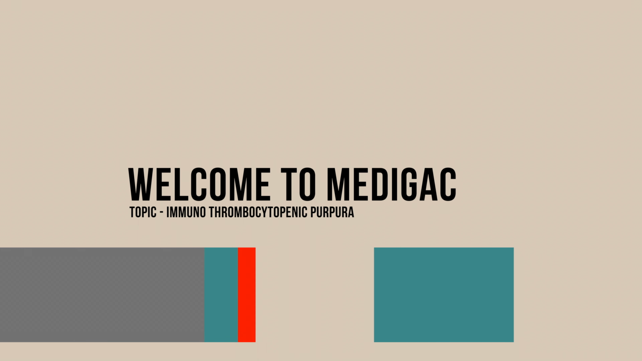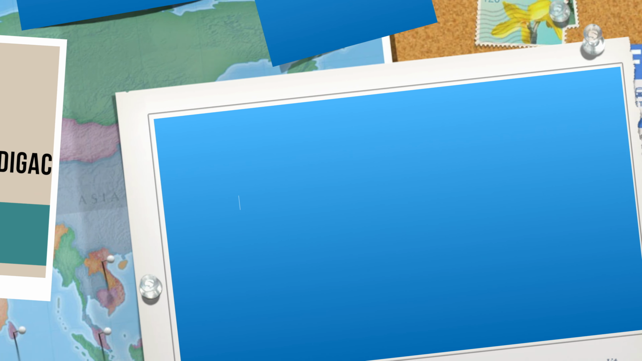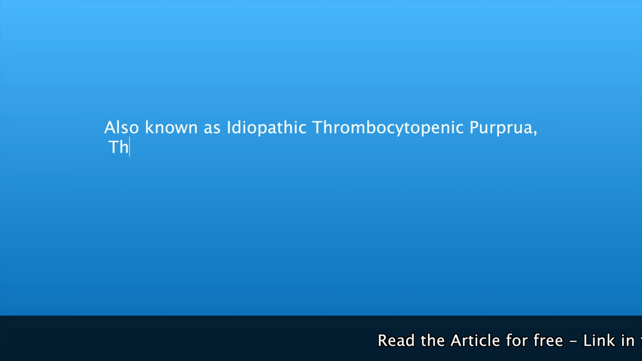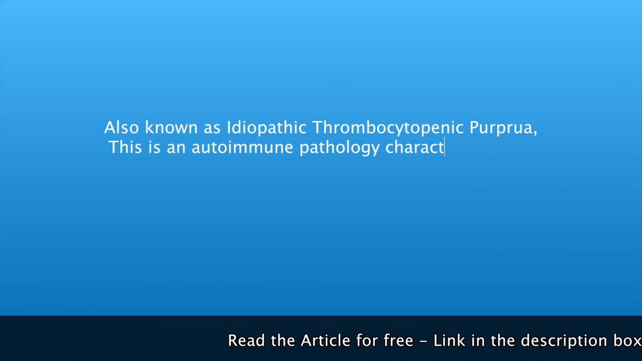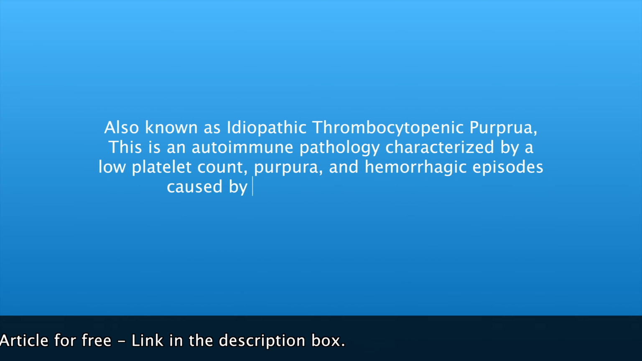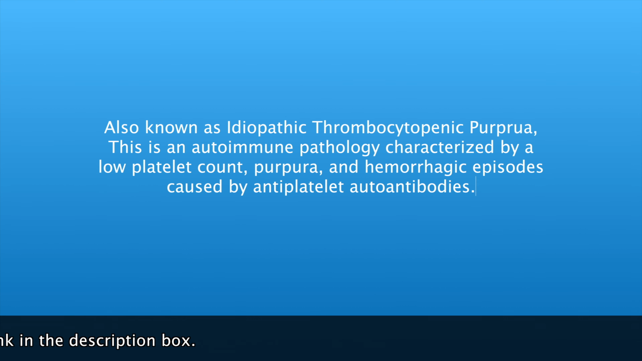Today we are going to discuss immune thrombocytopenic purpura. This is also known as idiopathic thrombocytopenic purpura. This is an autoimmune pathology characterized by a low platelet count, purpura, and hemorrhagic episodes caused by antiplatelet autoantibodies.